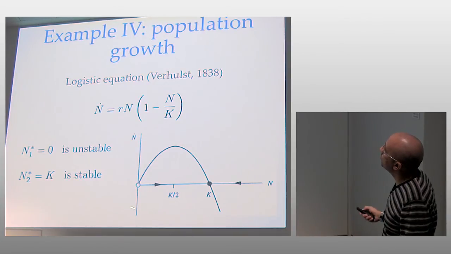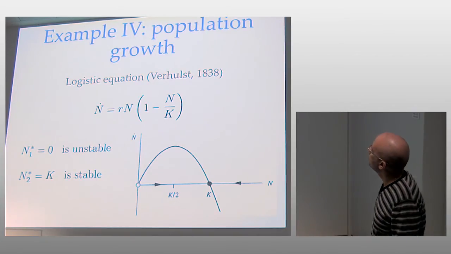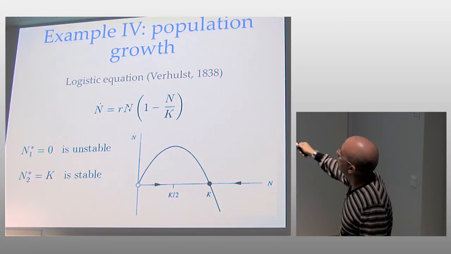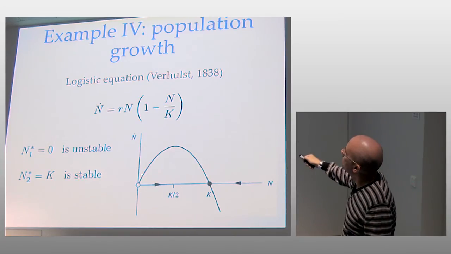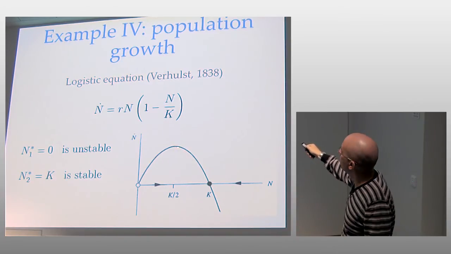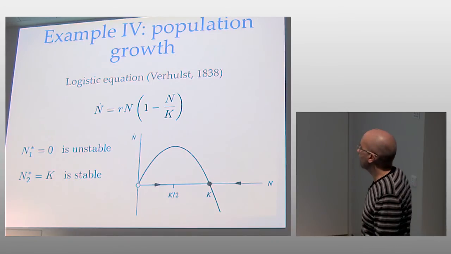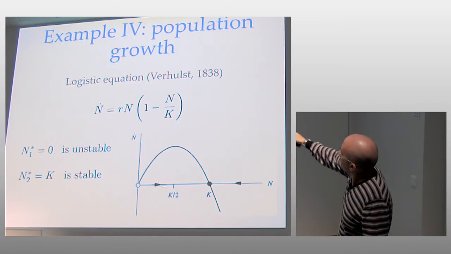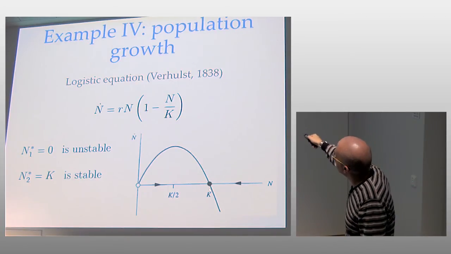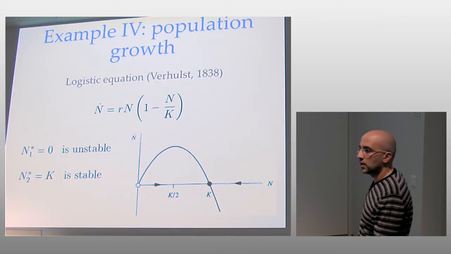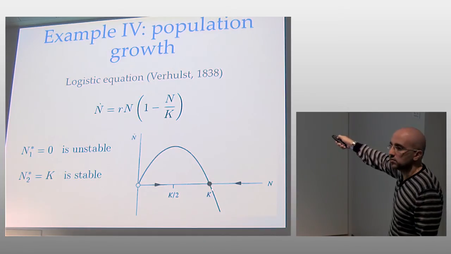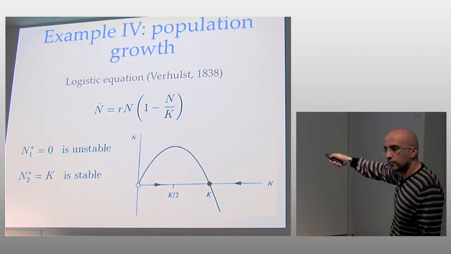So what kind of fixed points do we have here? There are two. This is the velocity vector, n dot, here. You have a square, which is a parabolic function, which is 0 here, it's 0 here, and it has a vertex here at k half. So obviously here the velocity is positive, and here the velocity is negative because it goes down, right? Here is positive because it's above 0, and here is negative because it's below 0. So this point here, n star 2 equal to k, is stable, and this one is unstable.